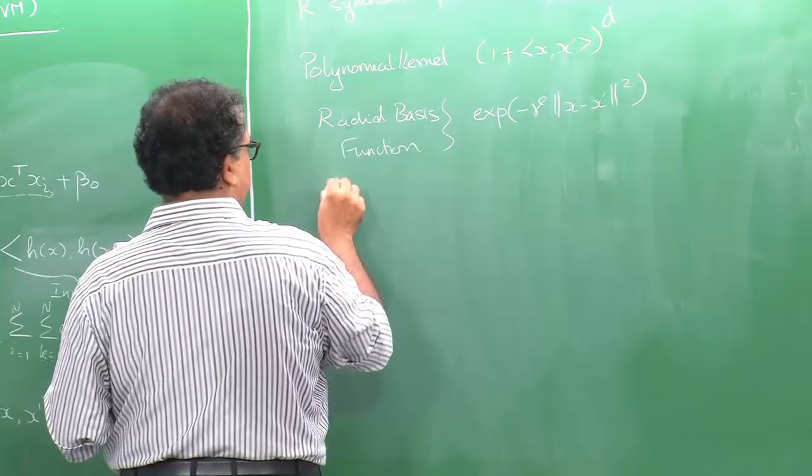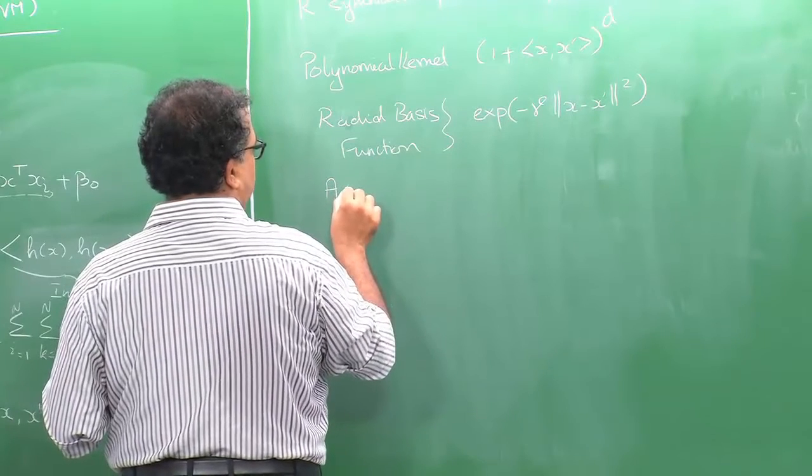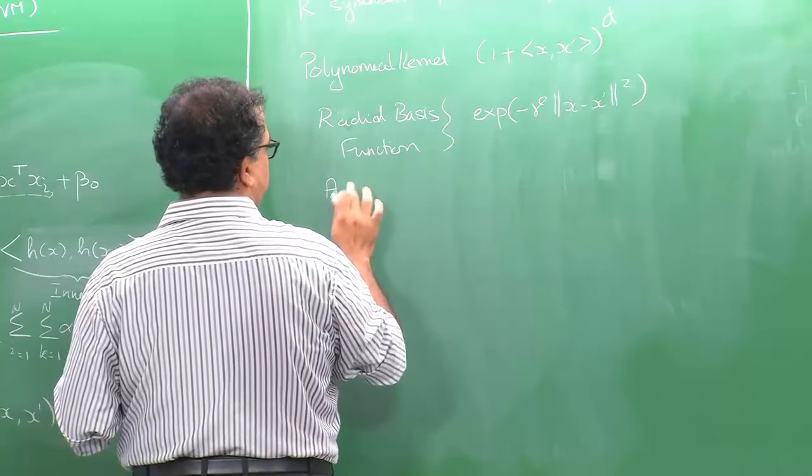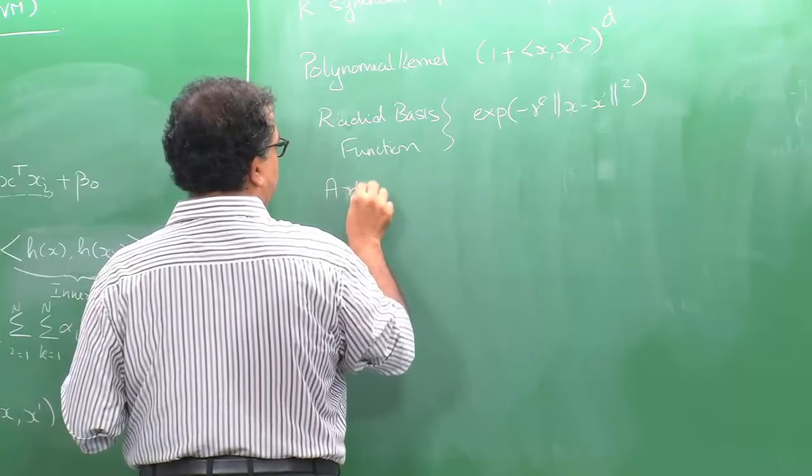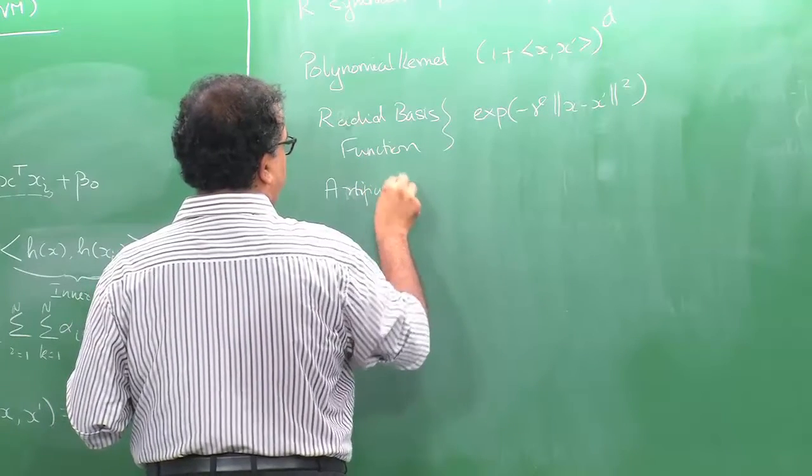The other one is sometimes called the neural network kernel or the sigmoidal kernel.